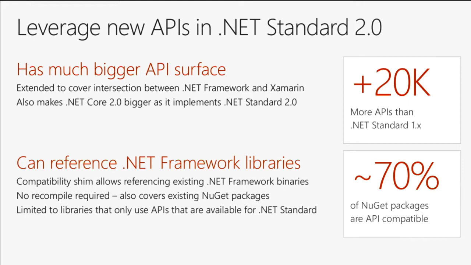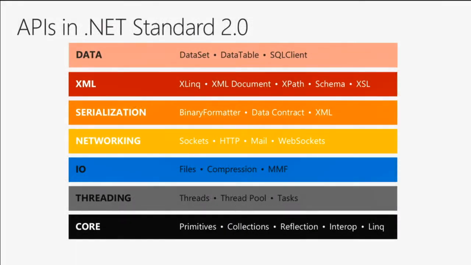So if you're an ASP.NET Core dev, what does this mean? It means all those APIs that are now available in .NET Standard, they are there and you can use them, like data, XML, serialization, networking, all that stuff is now there. And if you have existing .NET Framework assets, you can continue to use them. Wow, this is a good segue to kind of showing some of this stuff at work.